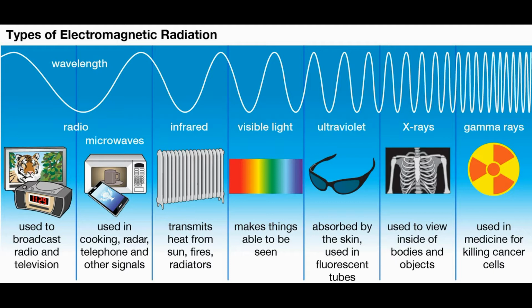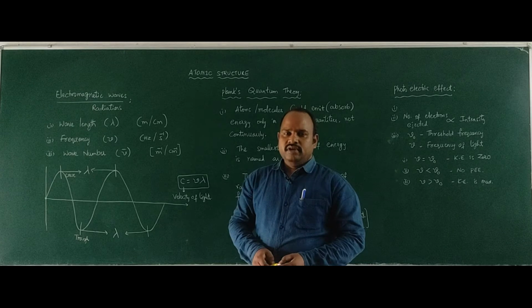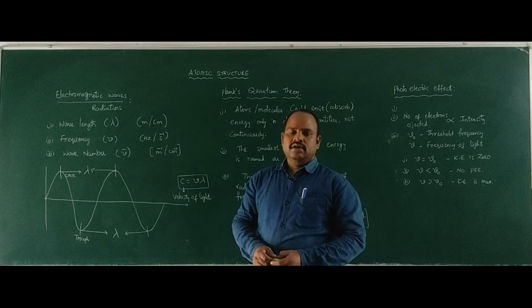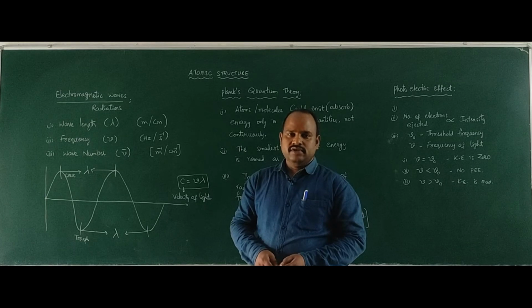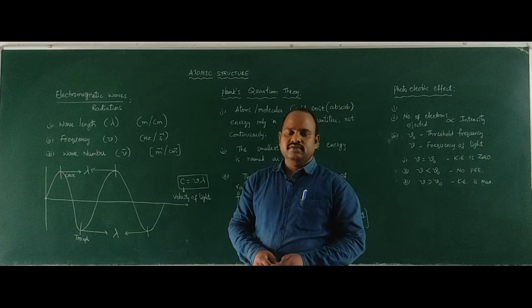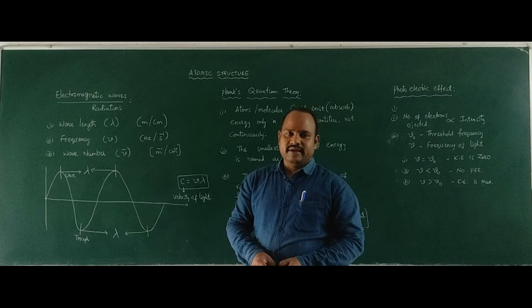These various types of electromagnetic radiations are used in our daily life, and these are examples of electromagnetic radiations and their uses in our daily life. Then we move on to the properties of the electromagnetic wave. This wave can be expressed using which parameters?